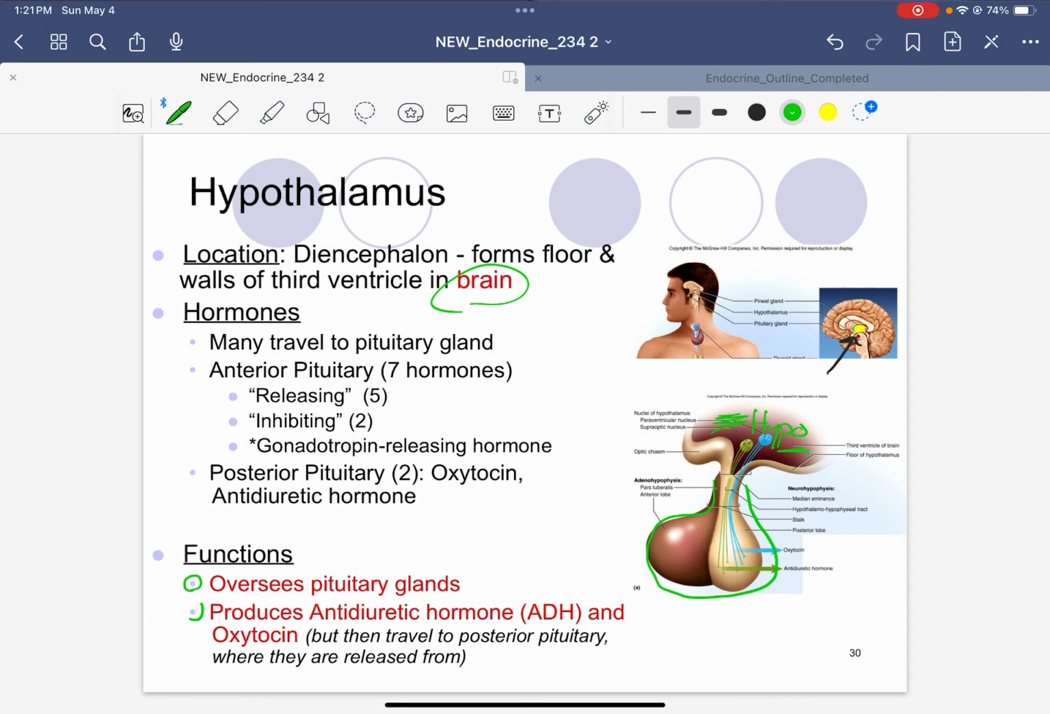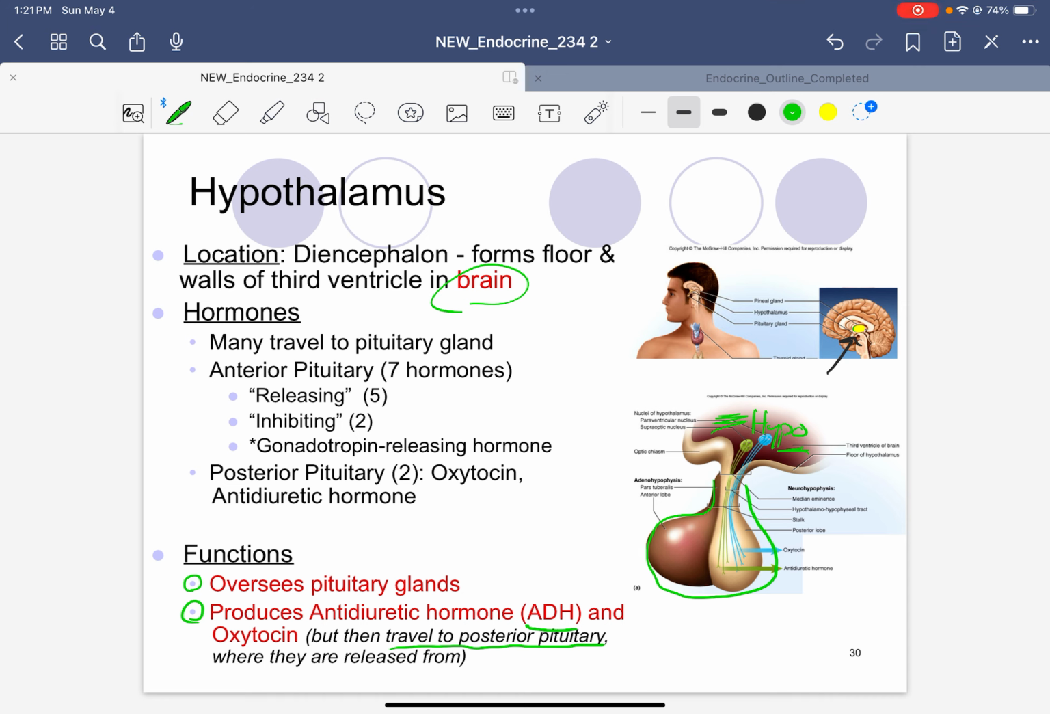Second, the hypothalamus produces ADH. We know all about ADH, antidiuretic hormone, water retaining. And it also produces a hormone called oxytocin. This is going to be a hormone important for women during childbirth, and it's also going to be a hormone that signals the breast tissue to produce milk in women after the baby's been born. But look, these hormones travel to the posterior pituitary where they're released from.